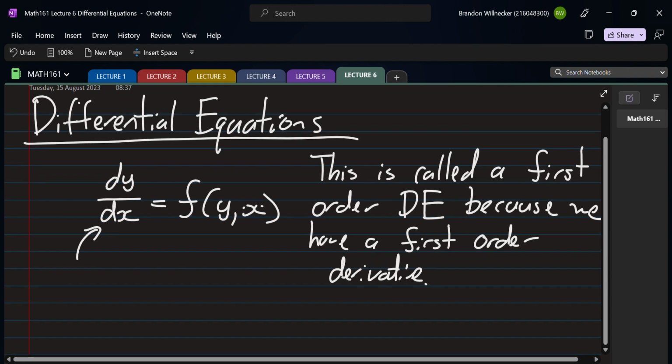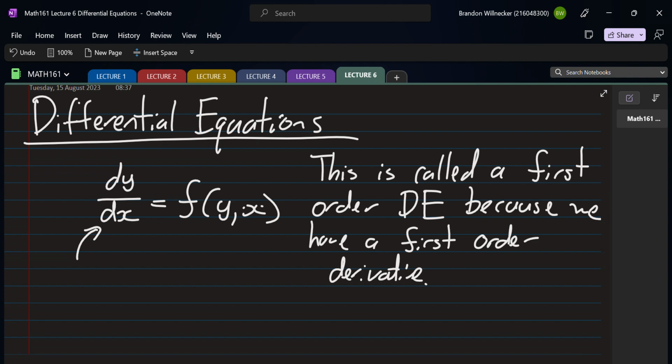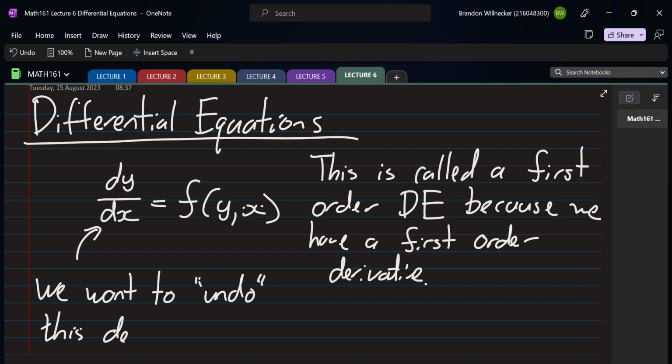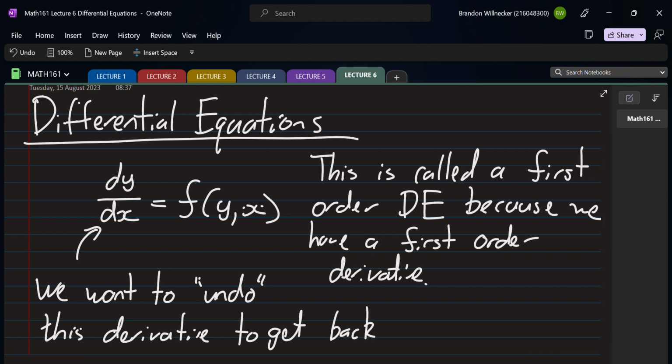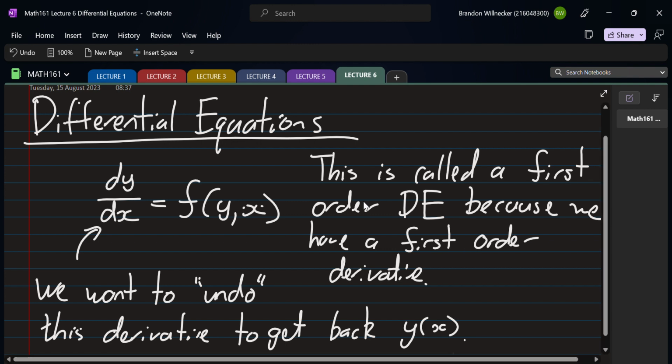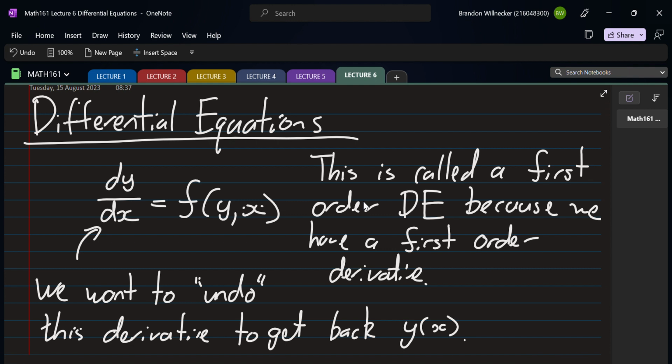Now what we want to do is solve for y. So we know the derivative of y, but we want to undo this derivative and get back to the original function y. Now, in some cases, this can be very easy. In other cases, this can be quite difficult. So we'll look at the different types of functions f, and the first few will be easy, the second few will be a bit more difficult, but it's not so bad.